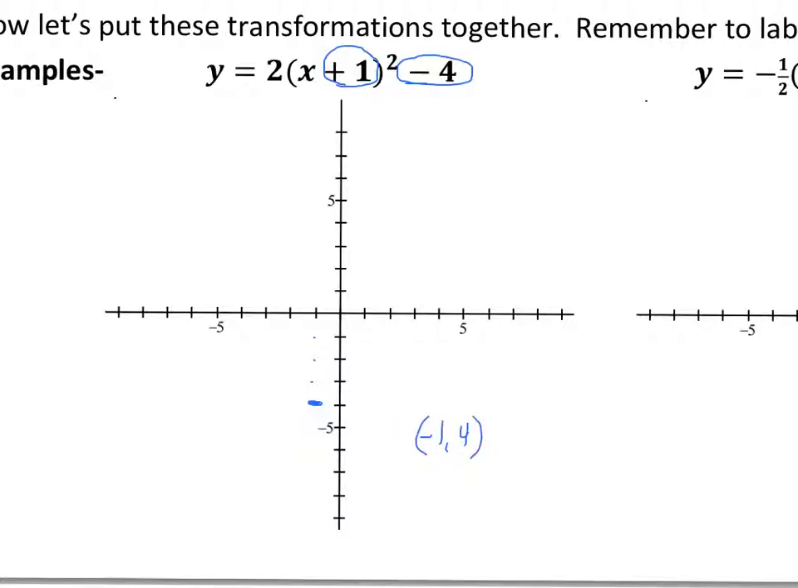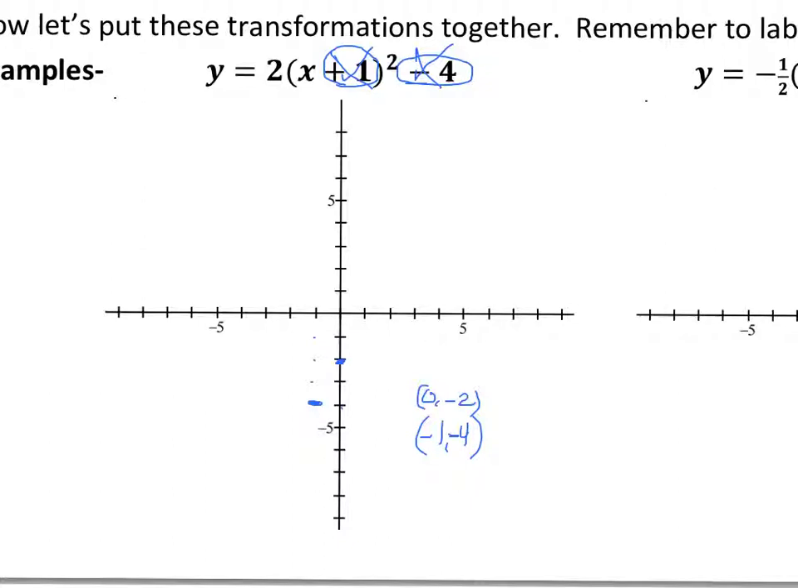Now that we have our vertex, we don't need these numbers anymore. The only purpose of those numbers is to shift our graph. We've shifted it, we're done with them. Now we go back to our graphing technique. From the vertex, if I go right 1, how much am I going to go up on this one? 1 squared is 1, times 2, so up 2. So we go from (-1, -4) to (0, -2), if we need the points. If you don't need the plot points, don't worry about it.